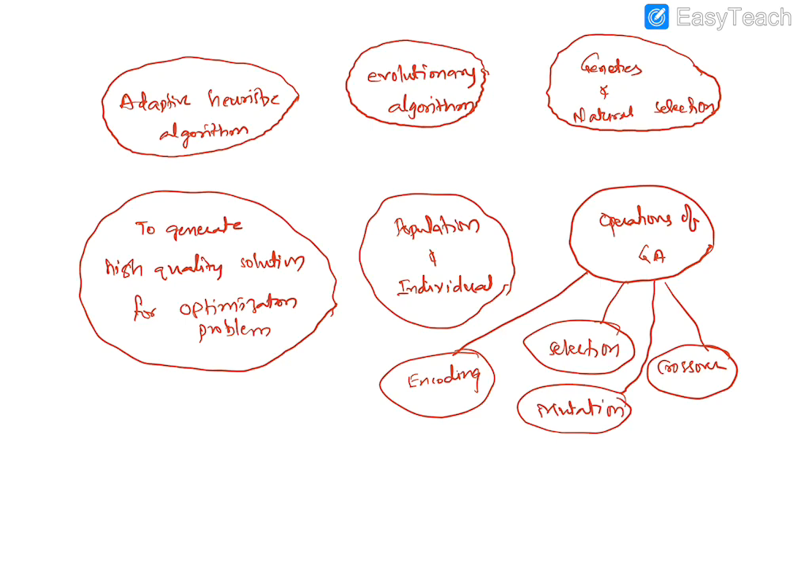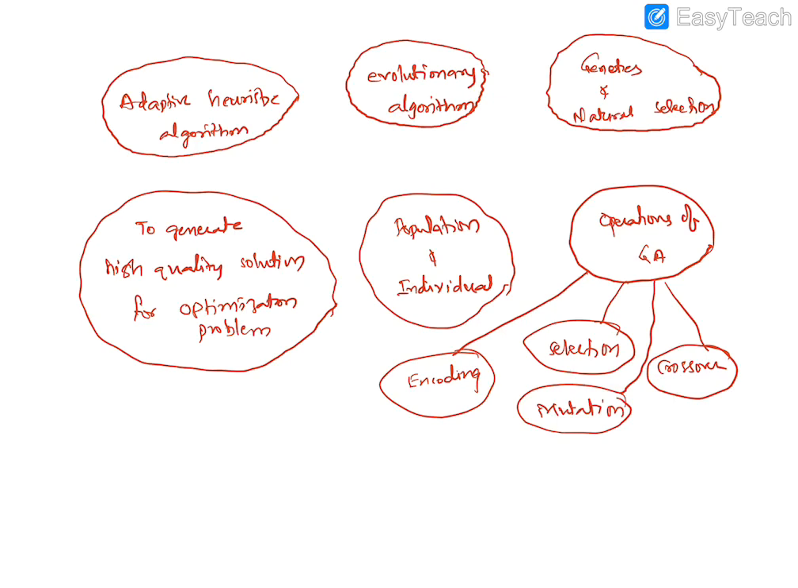And here, whatever training set data we are going to consider, that is the population, and individually you need to consider those training data values. And the operations of genetic algorithm: what are the operations we are going to consider? Here, encoding, selection, mutation, crossover. These are the operations which are going to be performed under genetic algorithm. So we can discuss in a little detail.